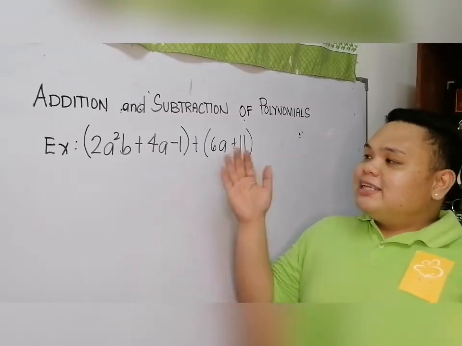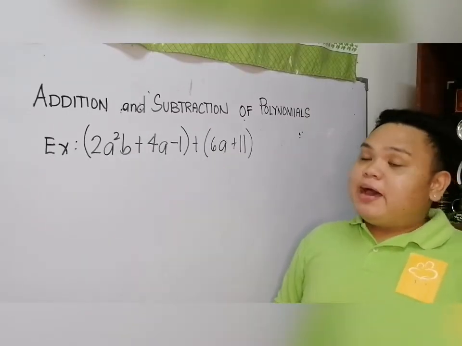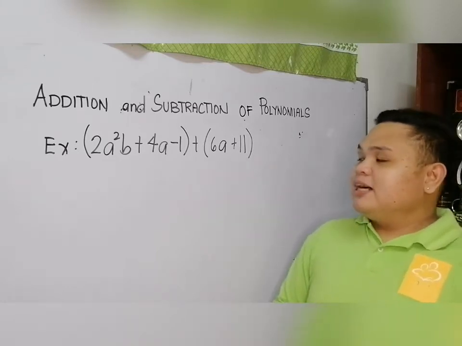Next, let's have 2a squared b plus 4a minus 1 plus 6a plus 11.